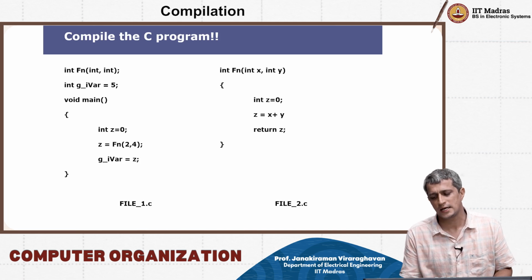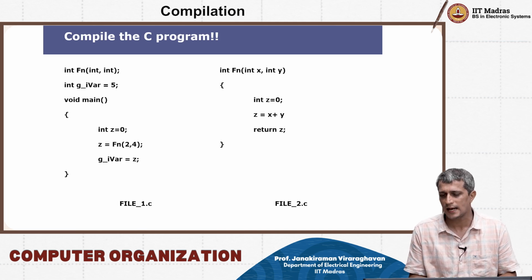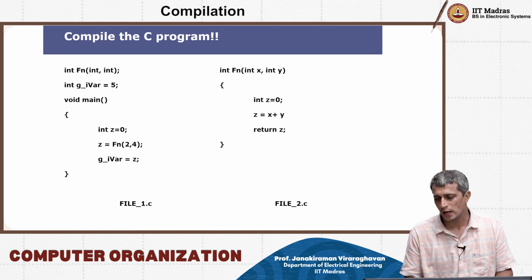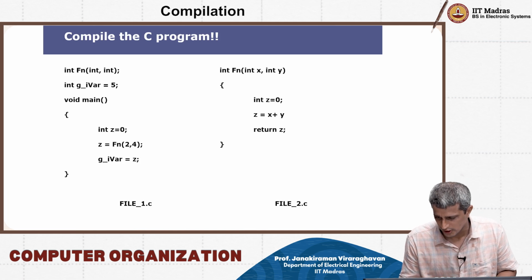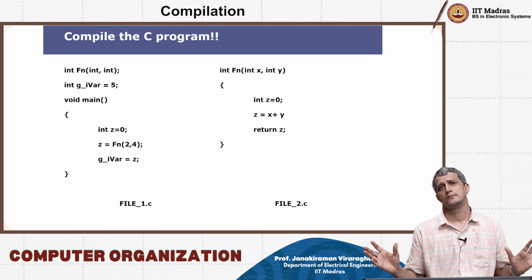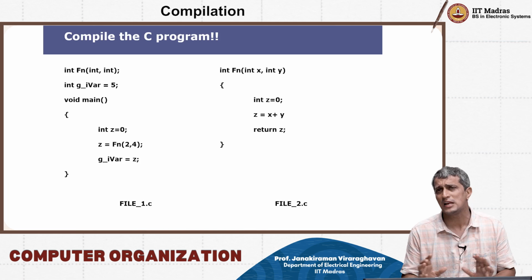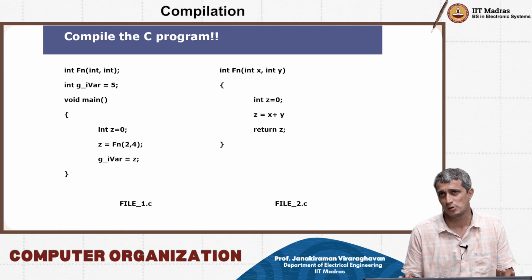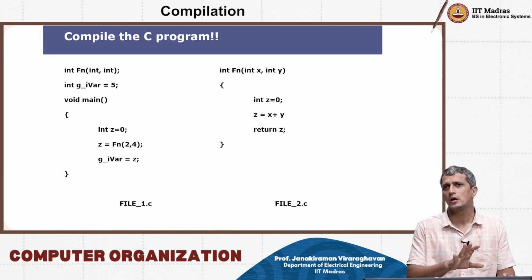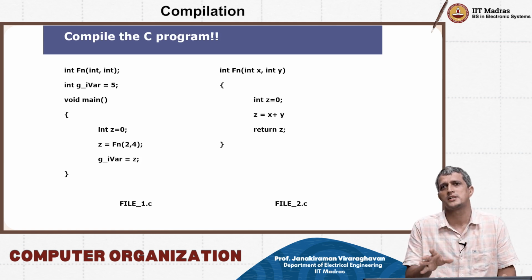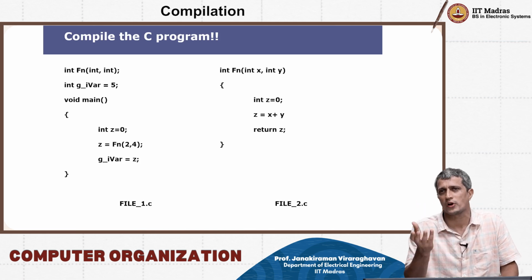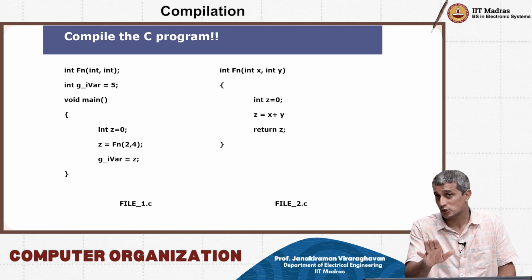Now on the right hand side, file_2.c has int fn, int x comma int y. I say int z equal to 0 and z equal to x plus y, return z. This is a very simple elementary C program. The idea of keeping it so simple is not to focus on translating complex C statements into assembly. That can be done in a step-by-step manner, like earlier we wrote string length and multiplication by repeated addition. But that's not the focus here.